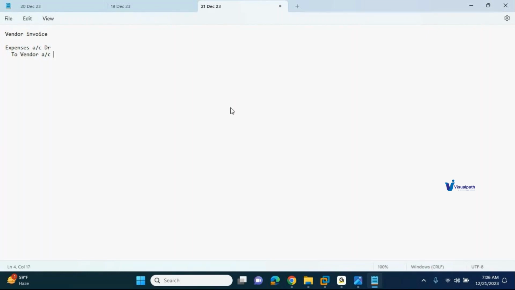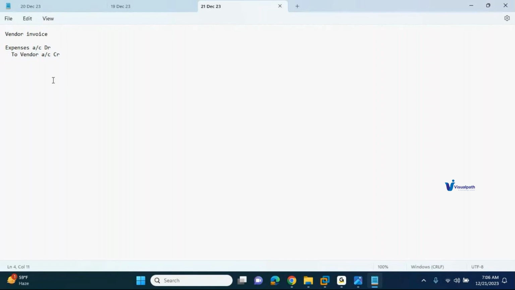Actually, pure accounts people will not use the word credit. They will pronounce it like this: expenses account debit to vendor account. The credit they will not pronounce, not required, automatically it is credit. Expenses account debit to vendor account. Vendor account means vendor account credit. How is it vendor account credit?